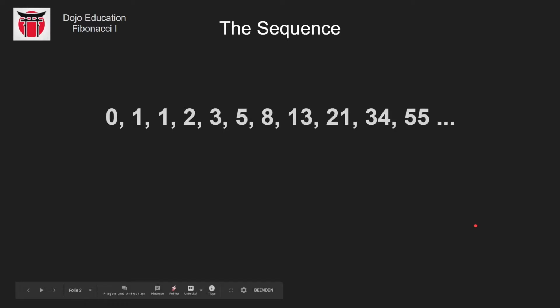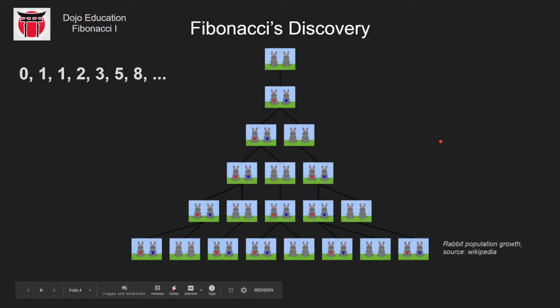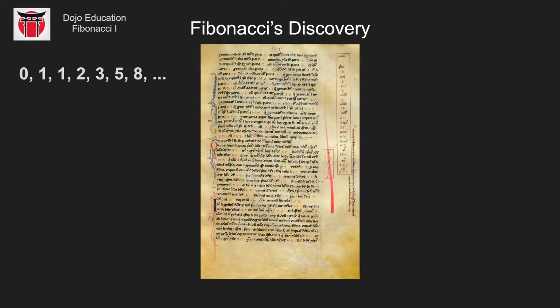The sequence goes like this: 0, 1, 1, 2, 3, 5, 8, 13, 21, 34, 55, and so on. It's derived by adding the number to the number before it. 2 plus 1 is 3, 3 plus 2 is 5, 5 plus 3 is 8, and so on. That's pretty easy. Fibonacci's discovery was based in part on an idealized observation of population growth in rabbits. This is not how it works in actual biology, but that's what he used. It's important to keep in mind that this is basically a model of natural growth. In his work, we can actually see where he wrote down the sequence right here.